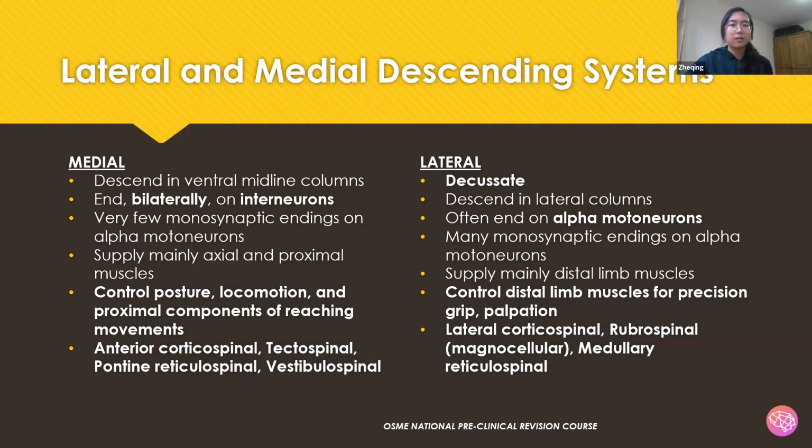So the medial descending tracts descend in the ventral midline columns and they end bilaterally, meaning they innervate both ipsilateral and contralateral muscles, and they end mainly on interneurons. They supply the axial and proximal muscles. It makes sense because they're in the middle, so you can think of trunk muscles, like back muscles. Therefore they help to control posture, locomotion, and proximal components of reaching movements. And I've listed the tracts that are medial.